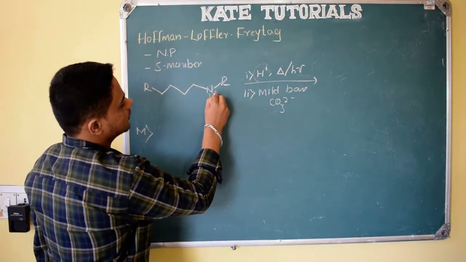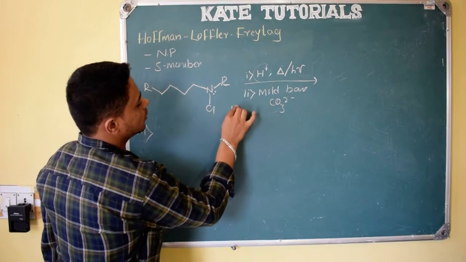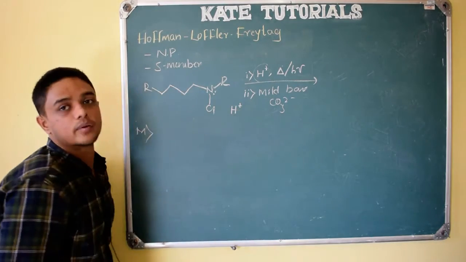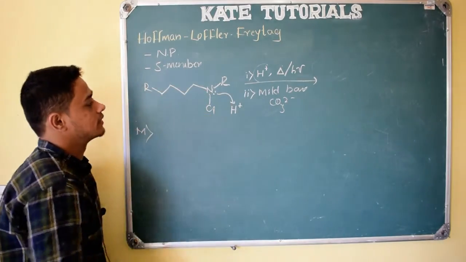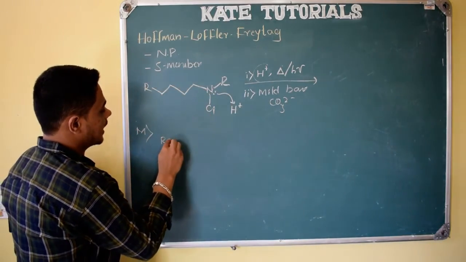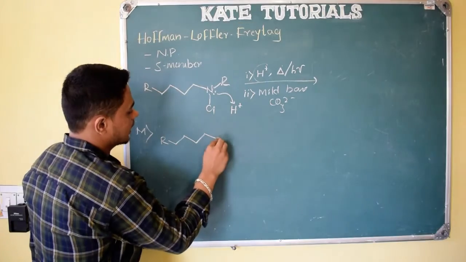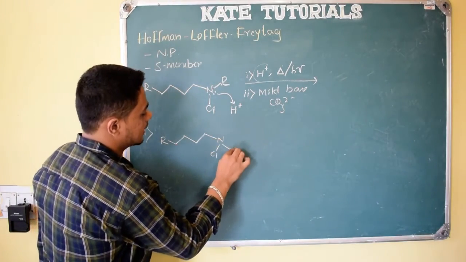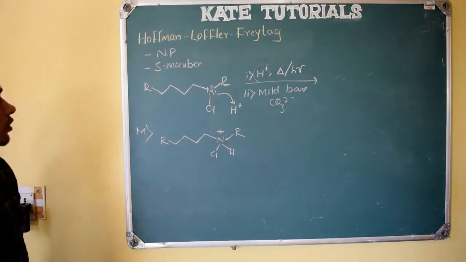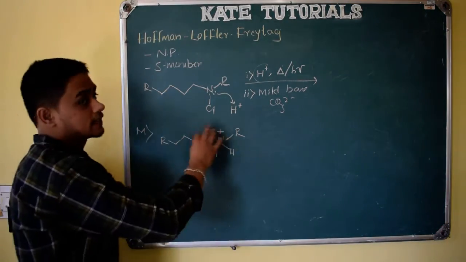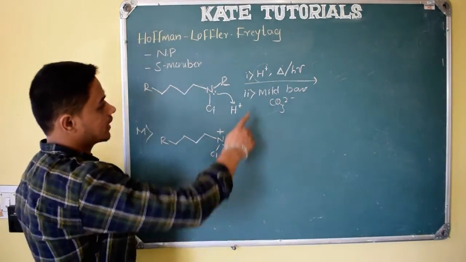This nitrogen, we know, has a lone pair of electrons. Acidic condition means H plus ions will be more. So this lone pair attacks this H plus, and this becomes R, N, here Cl, and here H, and here R. So nitrogen gets a positive charge, right? So this is what we will get in the first step.